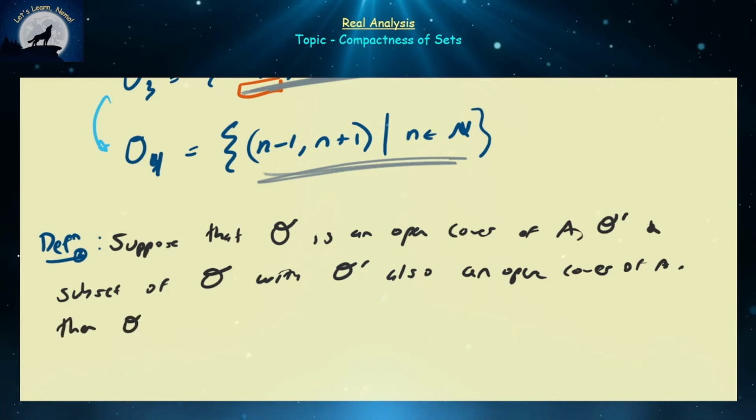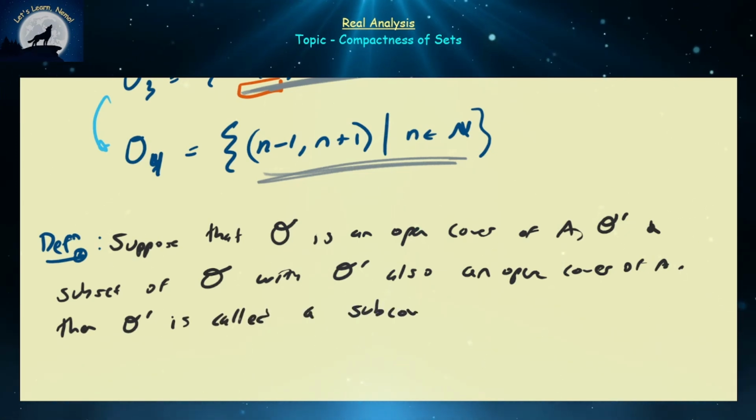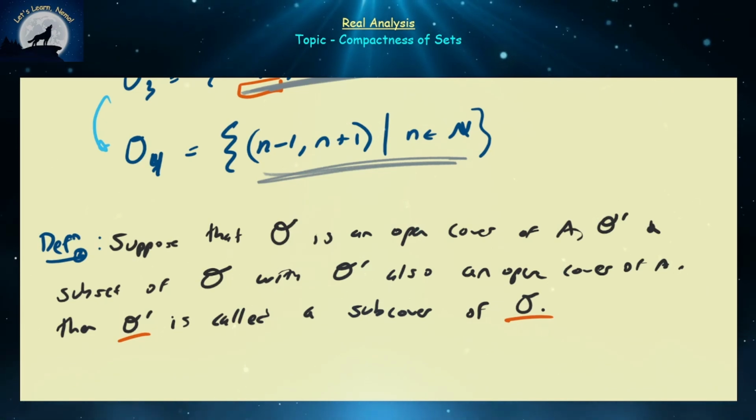Then this O prime is called a subcover of O. Pretty much it's just a fancy way of saying O prime is a subset of O. O is an open cover of A, O prime is also an open cover of A, so we say that O prime is a subcover of O. So it's a fancy subset, I guess you could say.